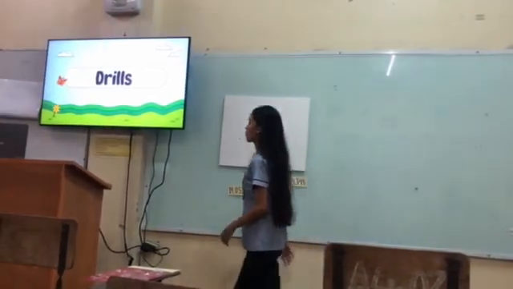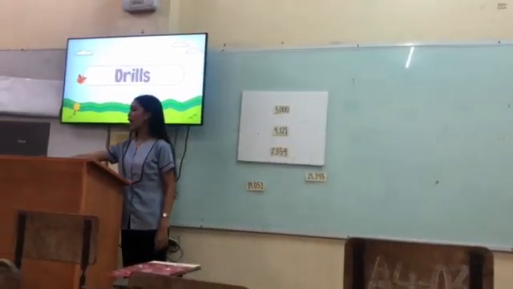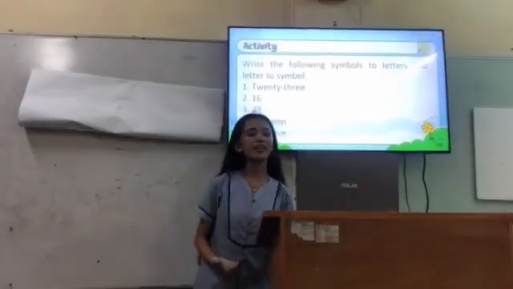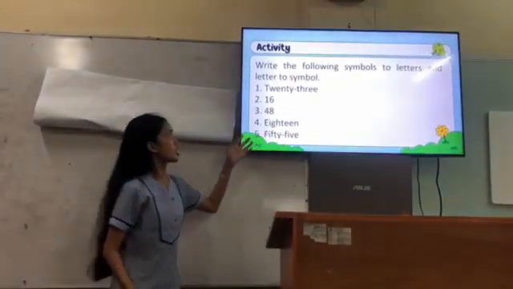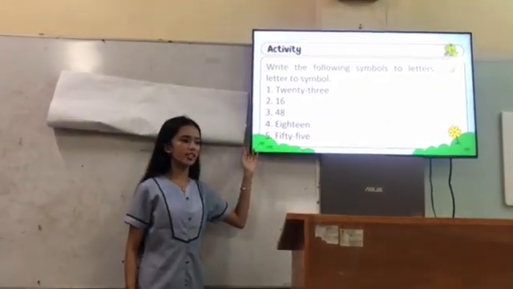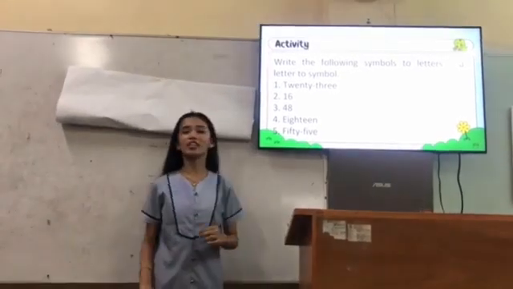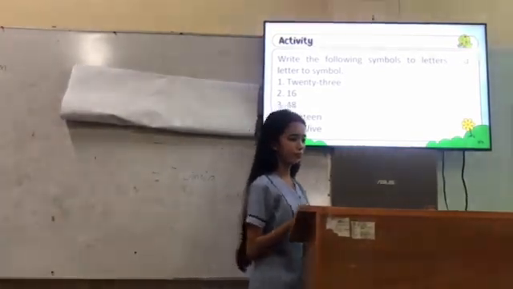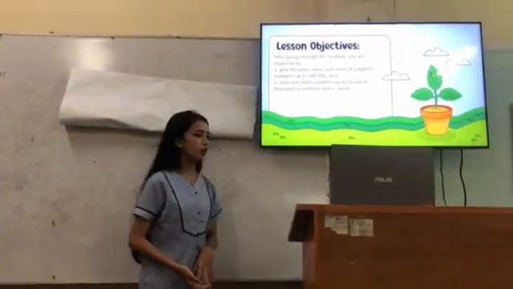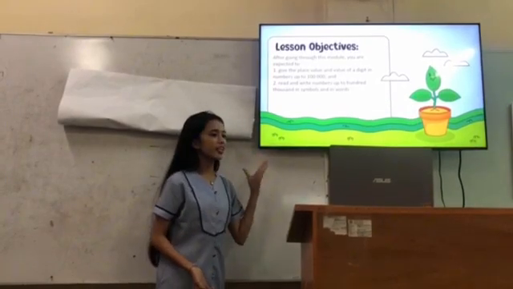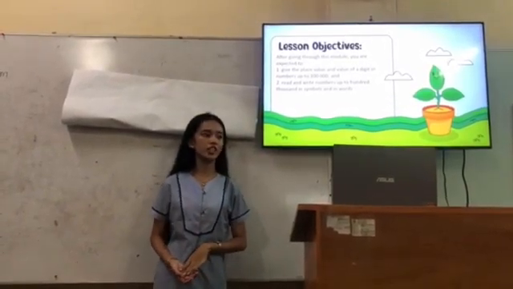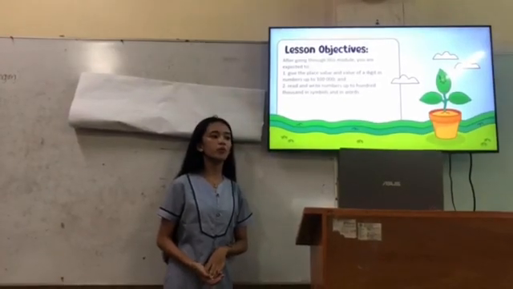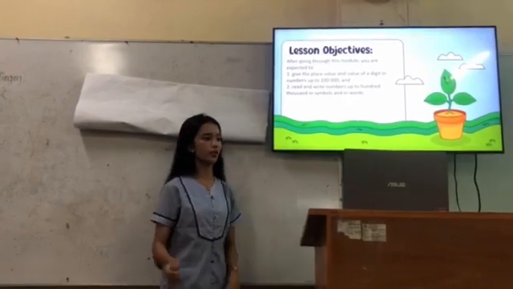Very good. It seems that we really understand our previous lesson. So for our lesson for today, we will have an assessment. This is what I know. For our next activity, our instruction is to write the following symbols to letters and letters to symbols. Alright, you should start now. After going through this module, you are expected to give the place value and value of a digit in numbers up to 100,000 and read and write numbers up to 100,000 in symbols and words.